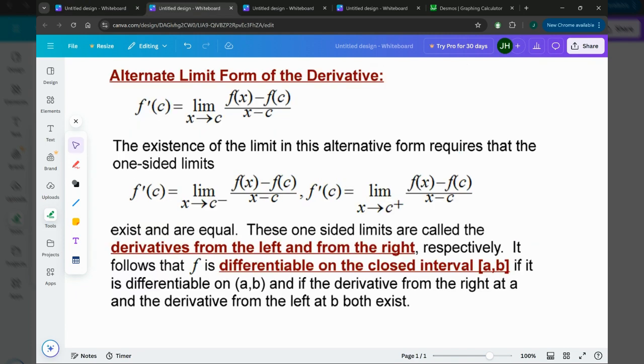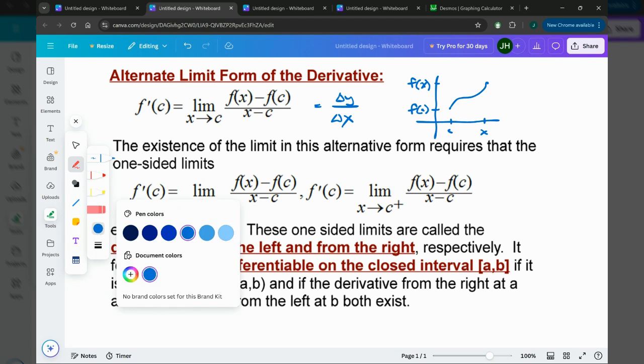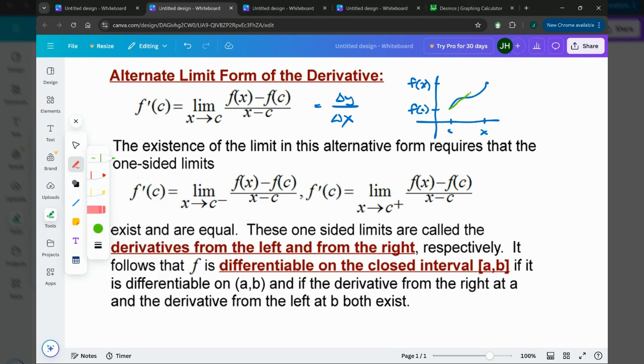Okay, now there is an alternative form for the derivative we can use as well. Now remember, I told you to find derivatives, we're going to take the change in y over the change in x. On a graph, if you have a value c here and another value x, this would be f of c. We could call this point up here f of x and define the slope in between those 2 points. We can draw this secant line, and it would be f of x minus f of c over x minus c.